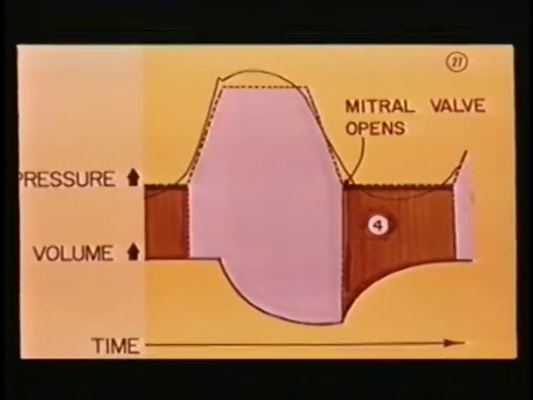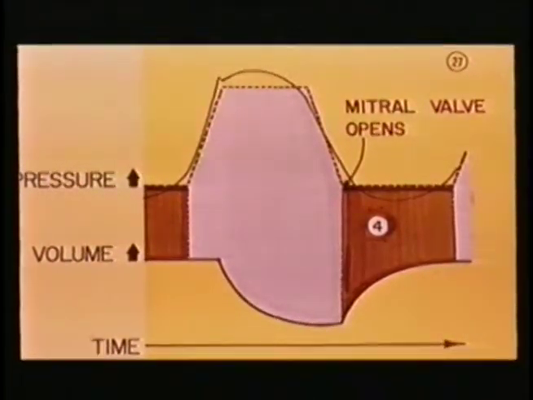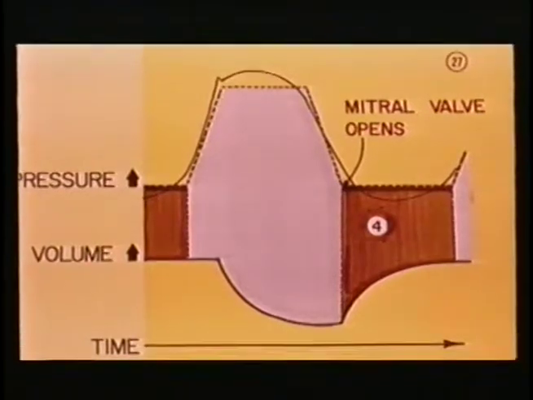Slide 27. During phase 4, the mitral valve opens and filling occurs to bring ventricular volume up to its pre-contraction level. There is actually some increase of pressure during phase 4, but it is small compared with developed pressures.